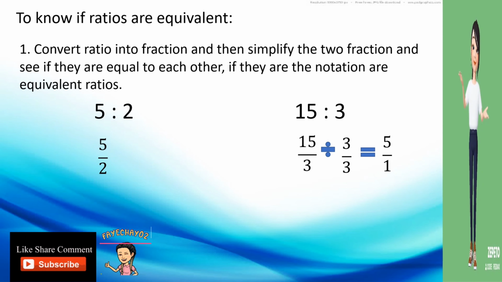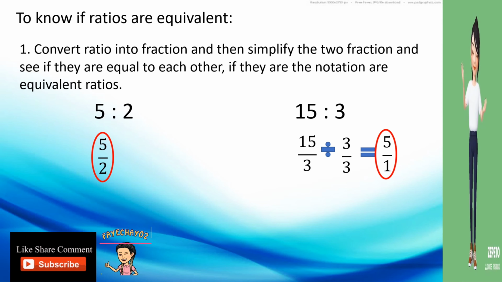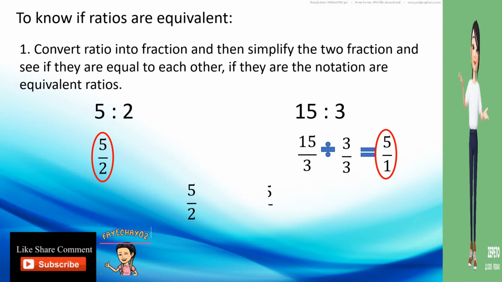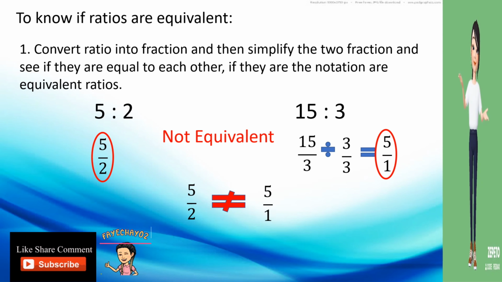So 5/1. So we can see that 5 halves is not equal to 5/1. Since they are not equal, therefore 5:2 is not an equivalent ratio of 15:3.